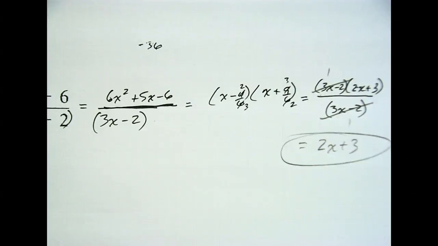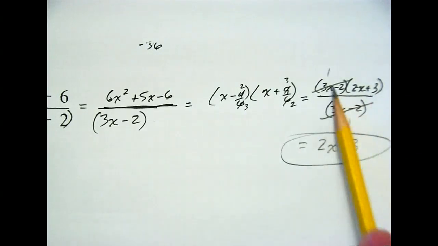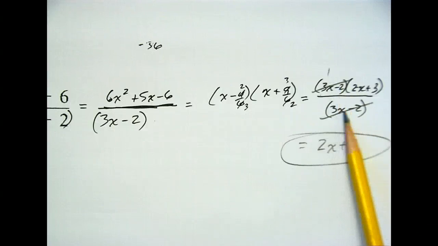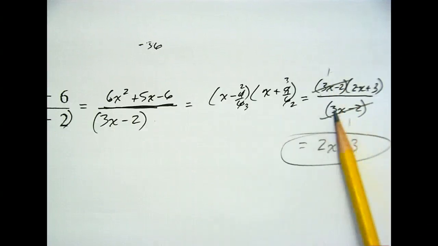Just a quick review. What do we call this when we graph it? Removable discontinuity, also known as a hole. Good.